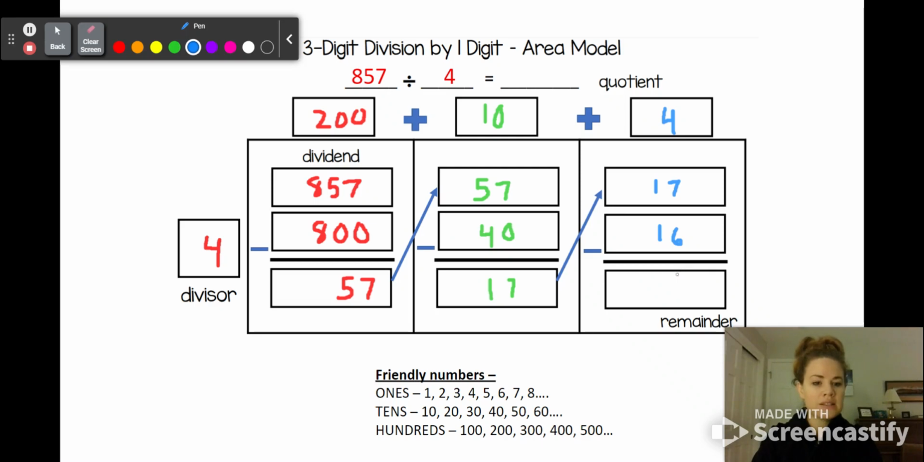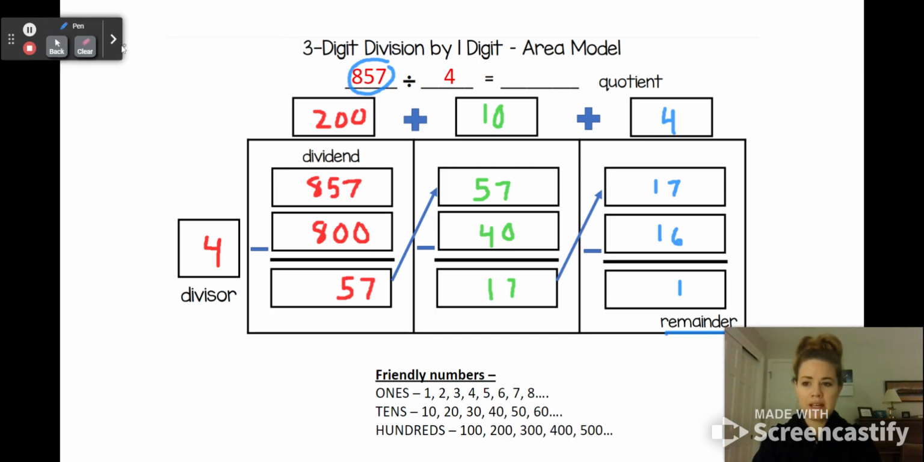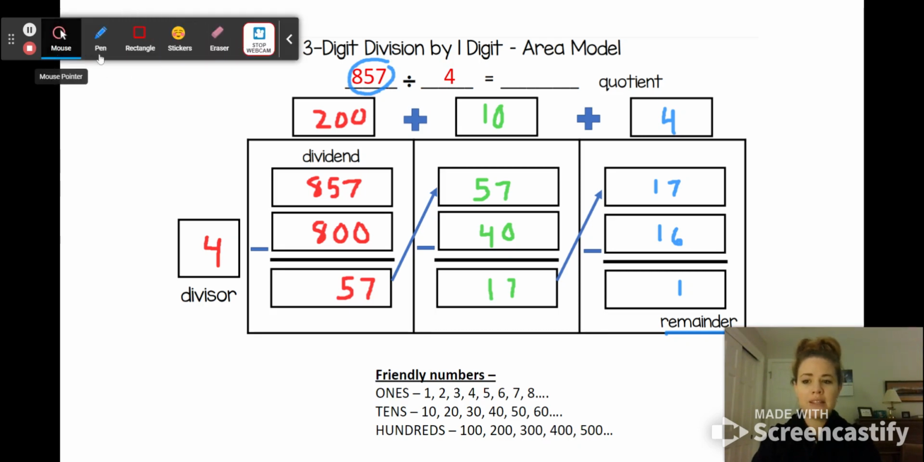17 minus 16. That is 1. And why do we have a 1? That just means we have a remainder. We weren't able to actually divide this number by 4 evenly. And actually, I can realize that just by looking at that number, because I know that 7 can't be divided by 4. So I know that that's not going to work. So I know I'm going to have a remainder of some sort, even before I start this problem.